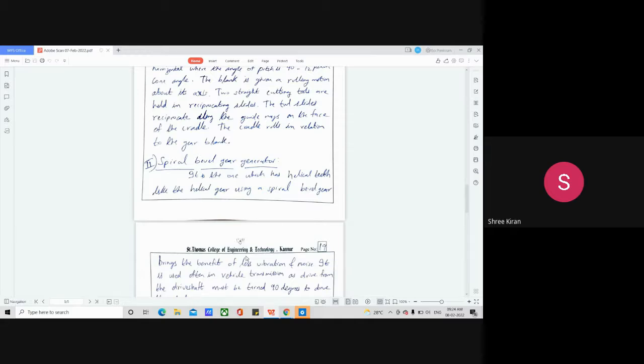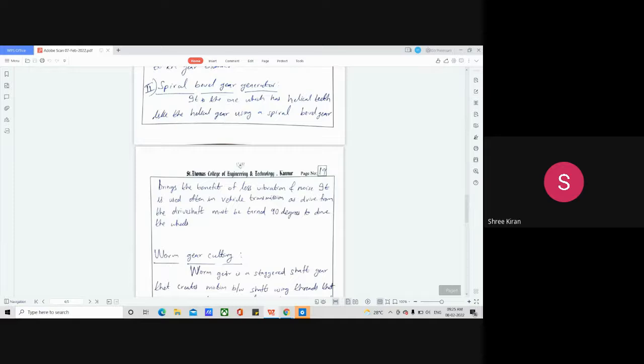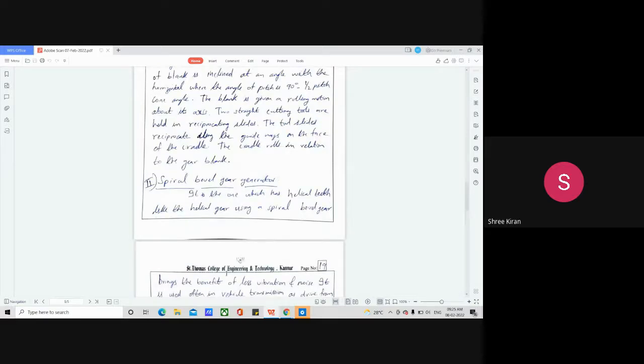Okay. It is used often in vehicle transmission, as the drive from the drive shaft must be turned 90 degrees to drive the wheels. That's what happens. So what happens over here is that we have a spiral bevel gear generator.